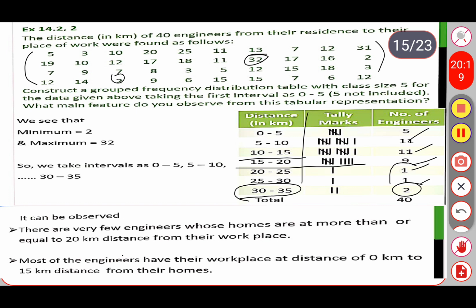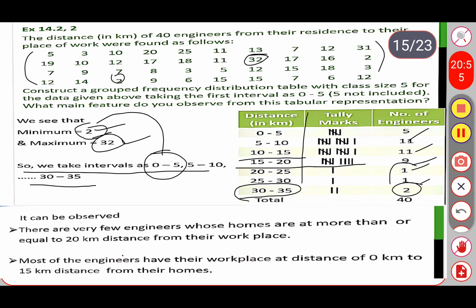Now answer the following questions. With the help of this grouped frequency distribution table, you can answer the following questions. First one, we see that the minimum value is 2 here and the maximum value is 32. So we can take the class intervals as 0 to 5, 5 to 10 and 10 to 15, like this up to 30 to 35, because the smallest number is 2, which belongs to the first class interval 0 to 5, and the highest value is 32, which belongs to the last class interval, that is 30 to 35.